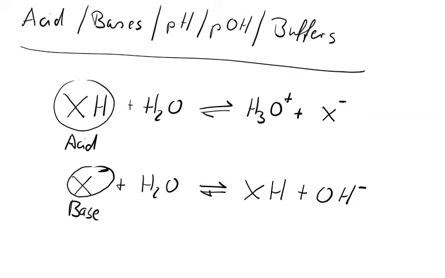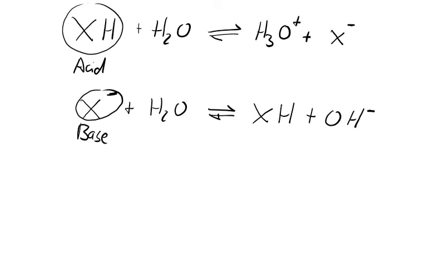And we said that in this case, XH and X minus are the conjugate acid-base pair. So according to Brønsted, an acid is a proton donor, a base is a proton acceptor. And then there are variations to that, for example, Lewis' definition of acid and base, which you probably have done in your chemistry module.